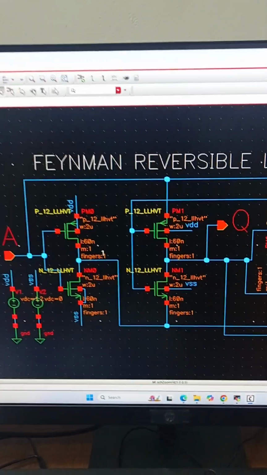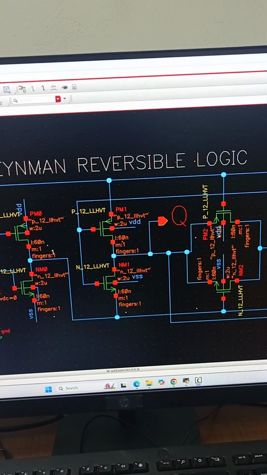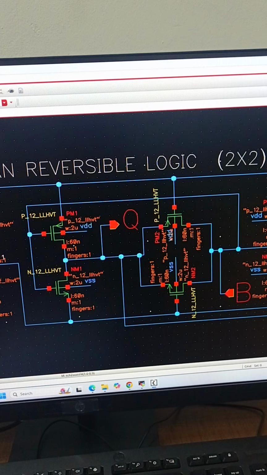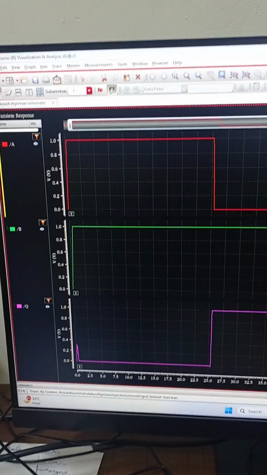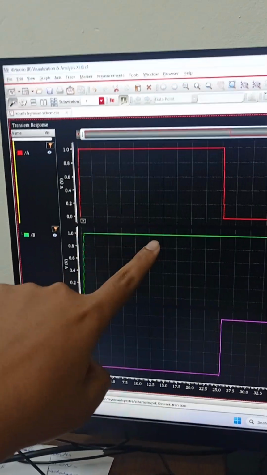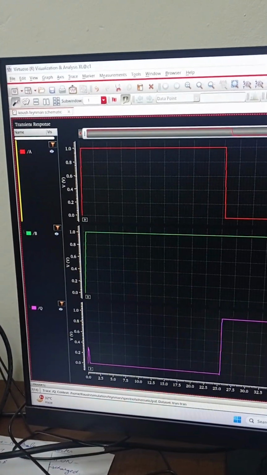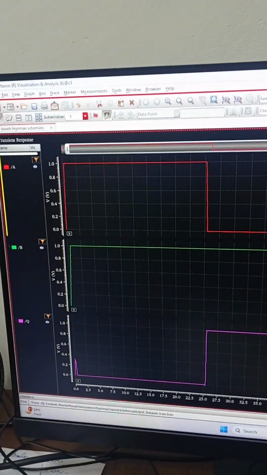Here we have Cadence Virtuoso, and we have designed this Feynman reversible logic using Cadence Virtuoso. Let us see the transient analysis. Here A and B are the inputs and Q is equal to A XOR B, and P is exactly equal to A. That is why I have not shown P here.